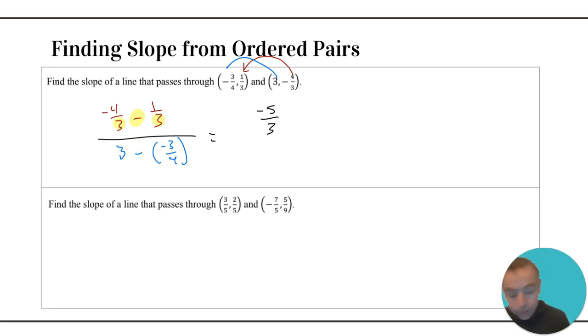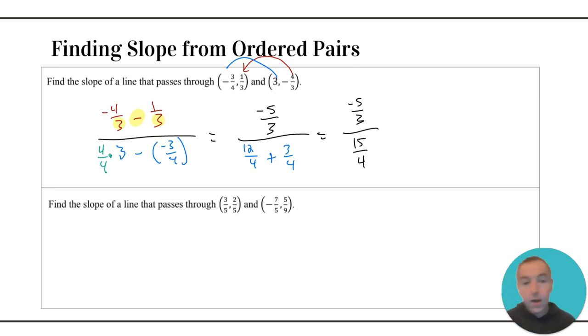Now, in the bottom part, however, we don't have common denominators. In fact, we only have one of them expressed as a fraction, just that -3/4. So we'd want to turn the 3 into a fraction that would also have a denominator of 4. So you'd want to multiply that by 4/4, hence we would have 12/4. And then because of subtracting a negative, we would need to add 3/4. Therefore, we're going to get -5/3 in the numerator still, and now 15/4 in the denominator.